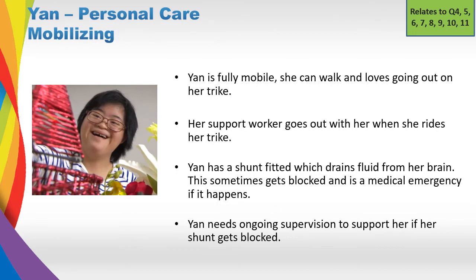Jan is fully mobile. She can walk and she loves going out on her trike. Her support worker goes out with her when she rides her trike. She has the shunt fitted and this drains fluid from her brain, and as you read, it sometimes gets blocked, and if it does it's a medical emergency, so you need to be aware of this. She needs ongoing supervision to support her if the shunt gets blocked.